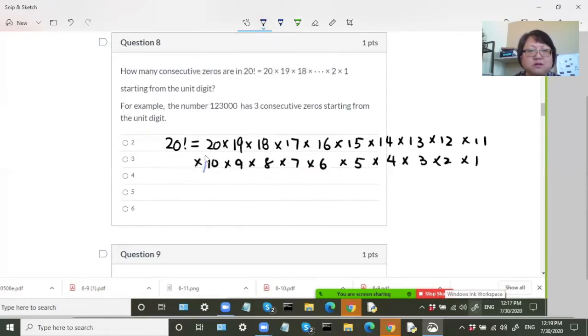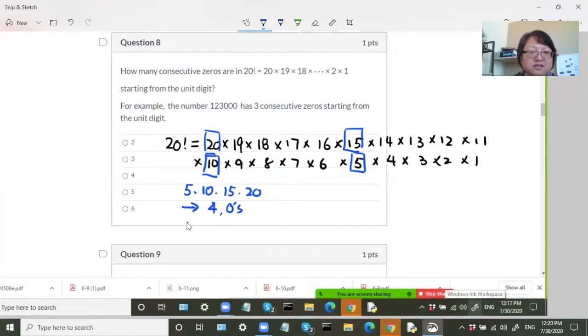So we know 10 will give us a 0, right? And the 20 also will give us a 0. And if we have a factor of 5, because 5 times 2 can give us a 0. And 15 times any 2 from 14 or from 8 or 4 will give us a 0. So 5, 10, 15, 20, these will give us 4 zeros, okay? 4 zeros. So the answer is C then.